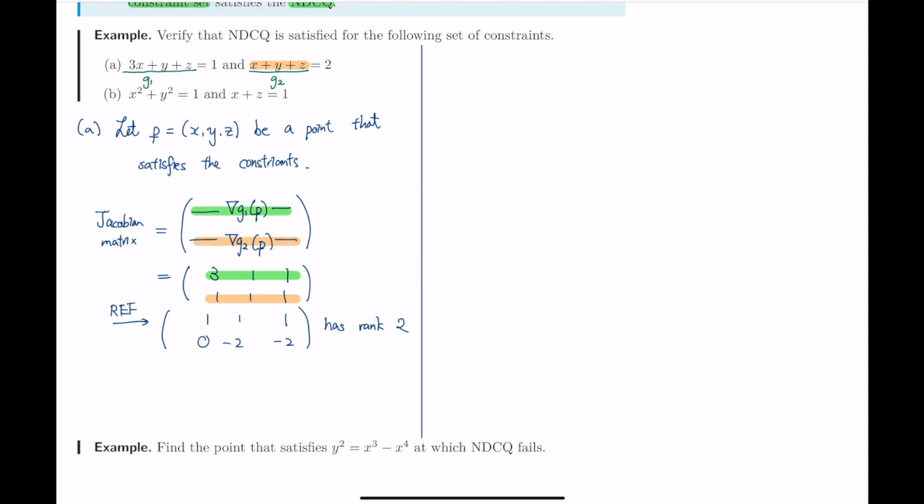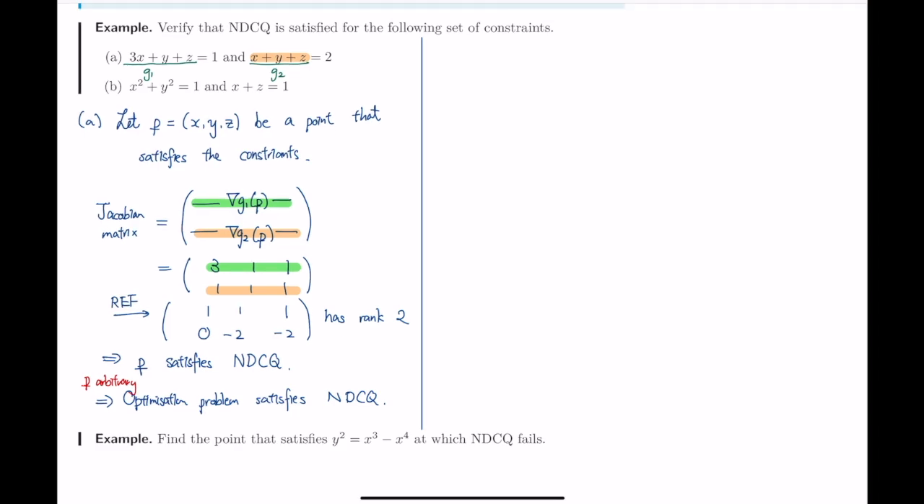Right? So, we take an arbitrary point that satisfies the constraint, and then we discover that the Jacobian matrix has rank 2. Therefore, P satisfies the NDCQ. And because P to begin with is arbitrarily chosen, therefore, in this case, the optimization problem satisfies the NDCQ. Because here, P is arbitrary. Okay?